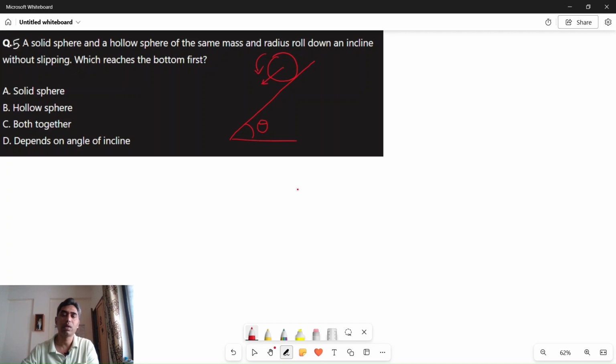Now here, the moment of inertia of the solid sphere about the diameter is 2 by 5 mr squared, and for the hollow sphere it is 2 by 3 mr squared. So the moment of inertia of the hollow sphere is more than that of the solid sphere. So the solid sphere will roll down faster. Acceleration of the solid sphere will be more because its moment of inertia is less. So the solid sphere should reach the bottom first.